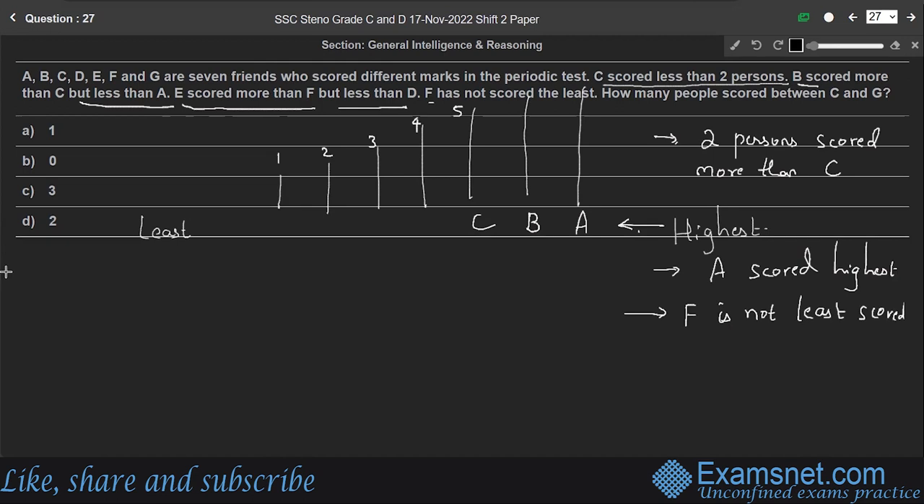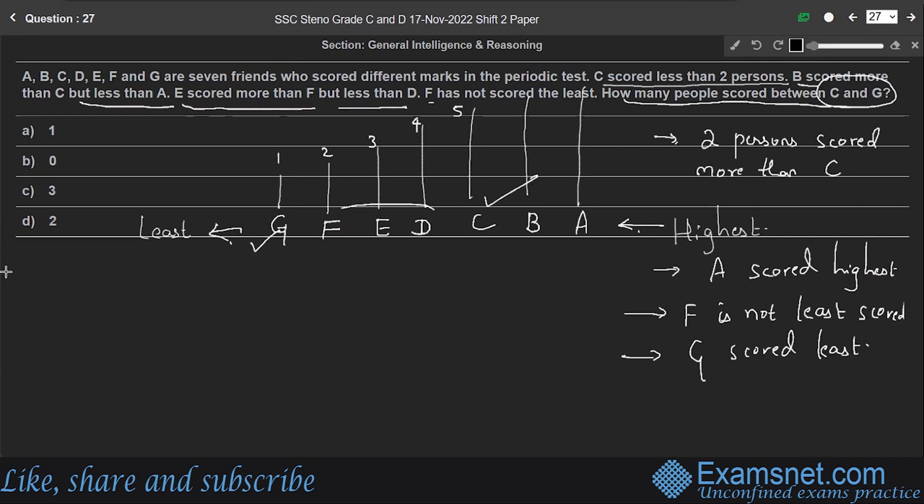Therefore, we have to consider person F here. E scored more than F, therefore E is the third person, but less than D, so D is the fourth person. And F has not scored the least. Who is left here? G is the first person who scored least. The question is, how many people scored between C and G? Between C and G, there are three people, F, E and D. Therefore, option C.